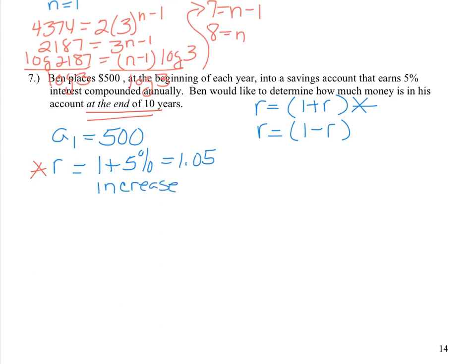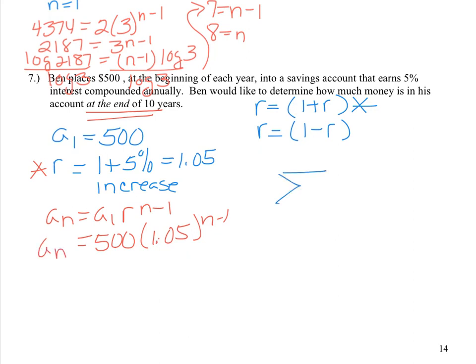Okay, so let's put together our formula. a sub n equals a sub 1 times r to the n minus 1. So now we have 500 times 1.05 to the n minus 1. I'm going to do a summation of this because I think it'll be a little easier. And I'm starting at the first year.